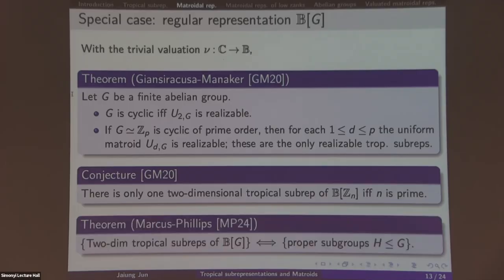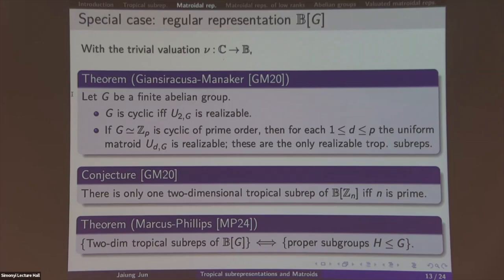And this conjecture was proved by Markers and Phillips last year. They proved that there is a one-to-one correspondence between two-dimensional tropical subrepresentations of the regular representation and proper subgroups. And this was our starting point. So we started generalizing the result of Markers and Phillips to the case of just G-sets.